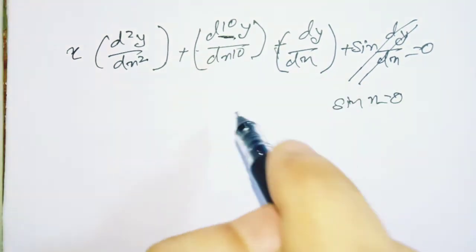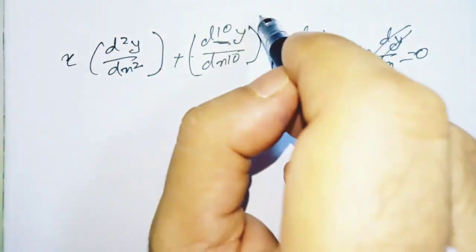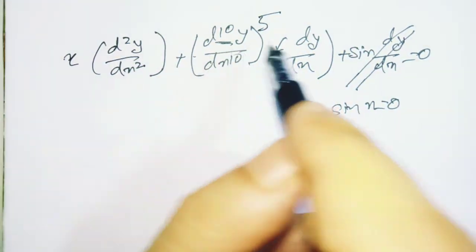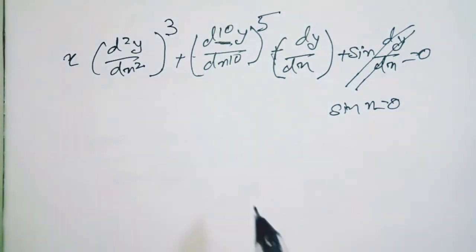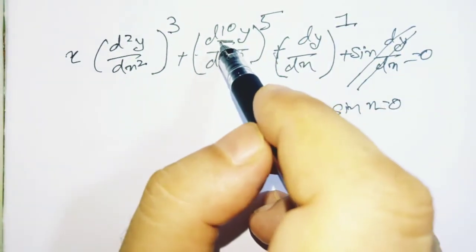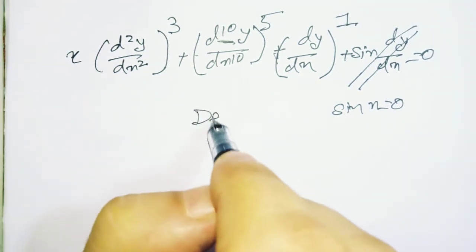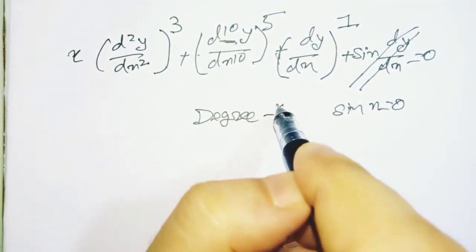What is the highest? The highest one is d10. I'm so sorry, this would be raised to the power 5, right? This is raised to the power 5 and this is raised to the power 3. And this is raised to the power 1. Anyway, I need to write it. So if the highest derivative is 10, what is the power? Power is 5. So the degree here would be 5.